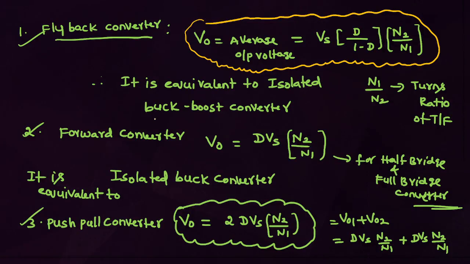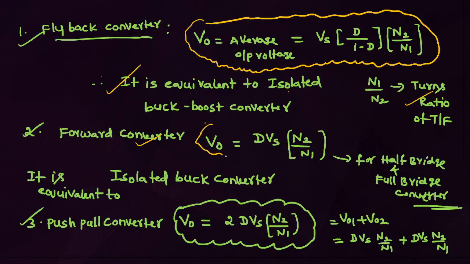That is the up-down chopper, na? dVs by 1 minus D is the buck boost regulator. That is the up-down chopper. It is equivalent to an isolated buck boost converter. Flyback converter is equivalent to the isolated buck boost converter. But N1 by N2 is called the turns ratio of the transformer.